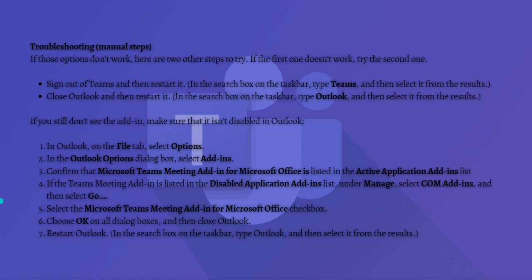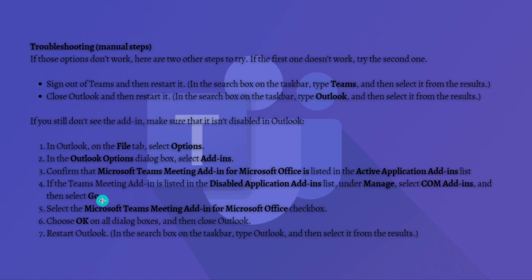And then if you still don't see the add-in, make sure that it isn't disabled in Outlook. So to do this, in Outlook, go to the File tab and then simply select Options. So in the Outlook Options dialog box, simply select Add-ins. Confirm that the Microsoft Teams meeting add-in for Microsoft Office is listed in the active application add-ins list.